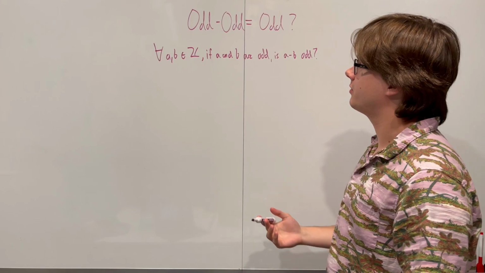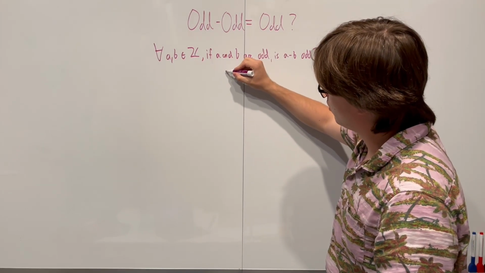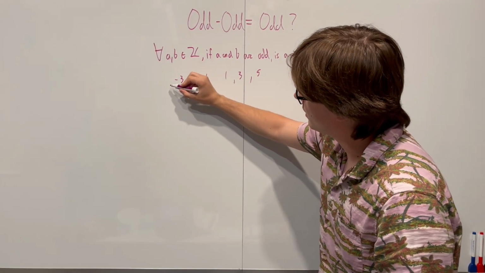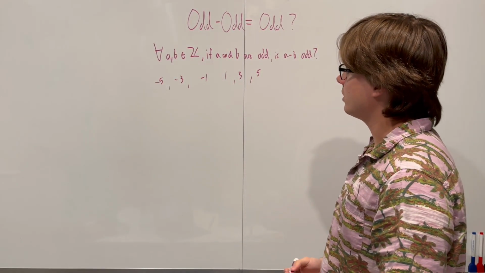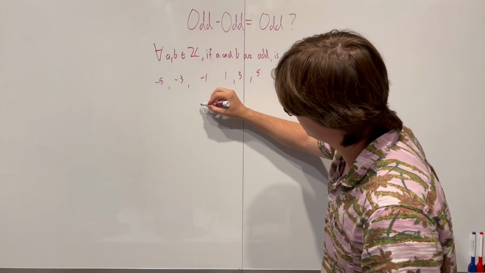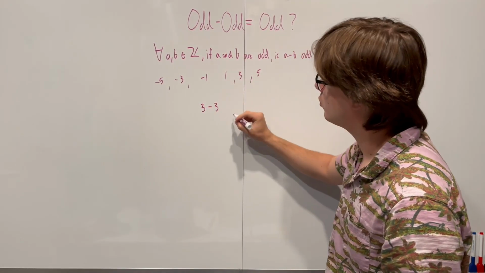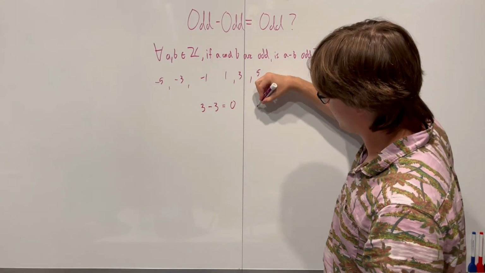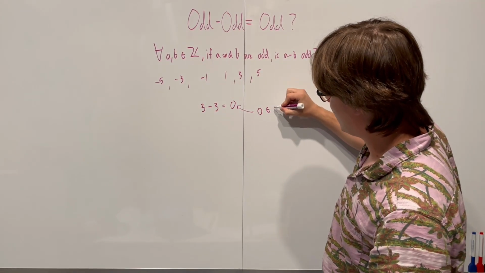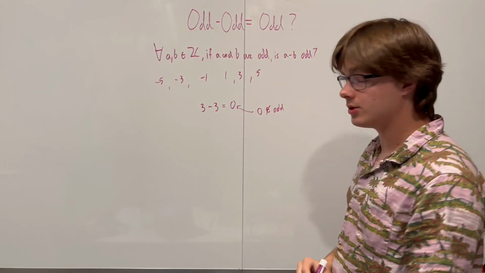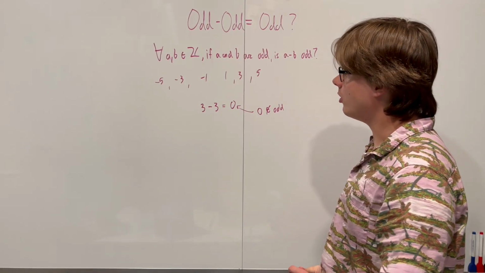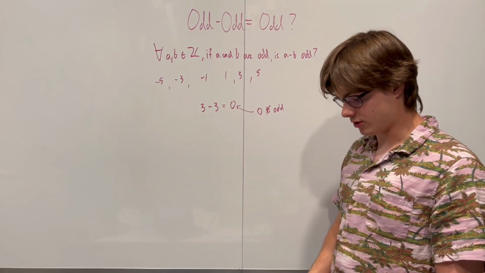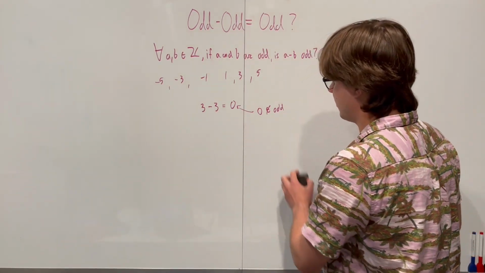Well, the first thing I would think of is, odd numbers would be like 1, 3, 5, and then -1, -3, -5, right? Well, let's ask ourselves, okay, let's do 3 minus 3. That's two odd numbers. They could be the same. So 3 minus 3, that's 0. 0 is not odd. 0 is actually an even number. So we've already shown that this statement is false. It's not for all odd integers. We've already shown that for the same odd integer, the difference is always going to be even.